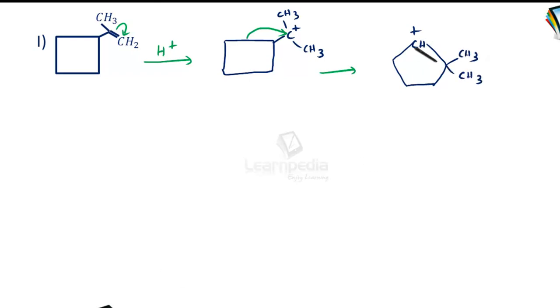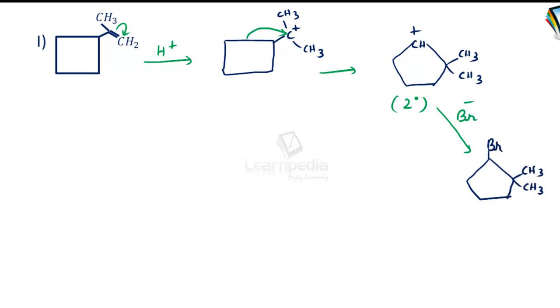And see here, this is a secondary carbocation. And if the attack of Br minus takes place on this one itself, then the product formed is this one. Or if the secondary carbocation rearranges in order to give a more stable tertiary carbocation, we get a different product. And that is possible by the 1,2 methyl shift, which is like this.